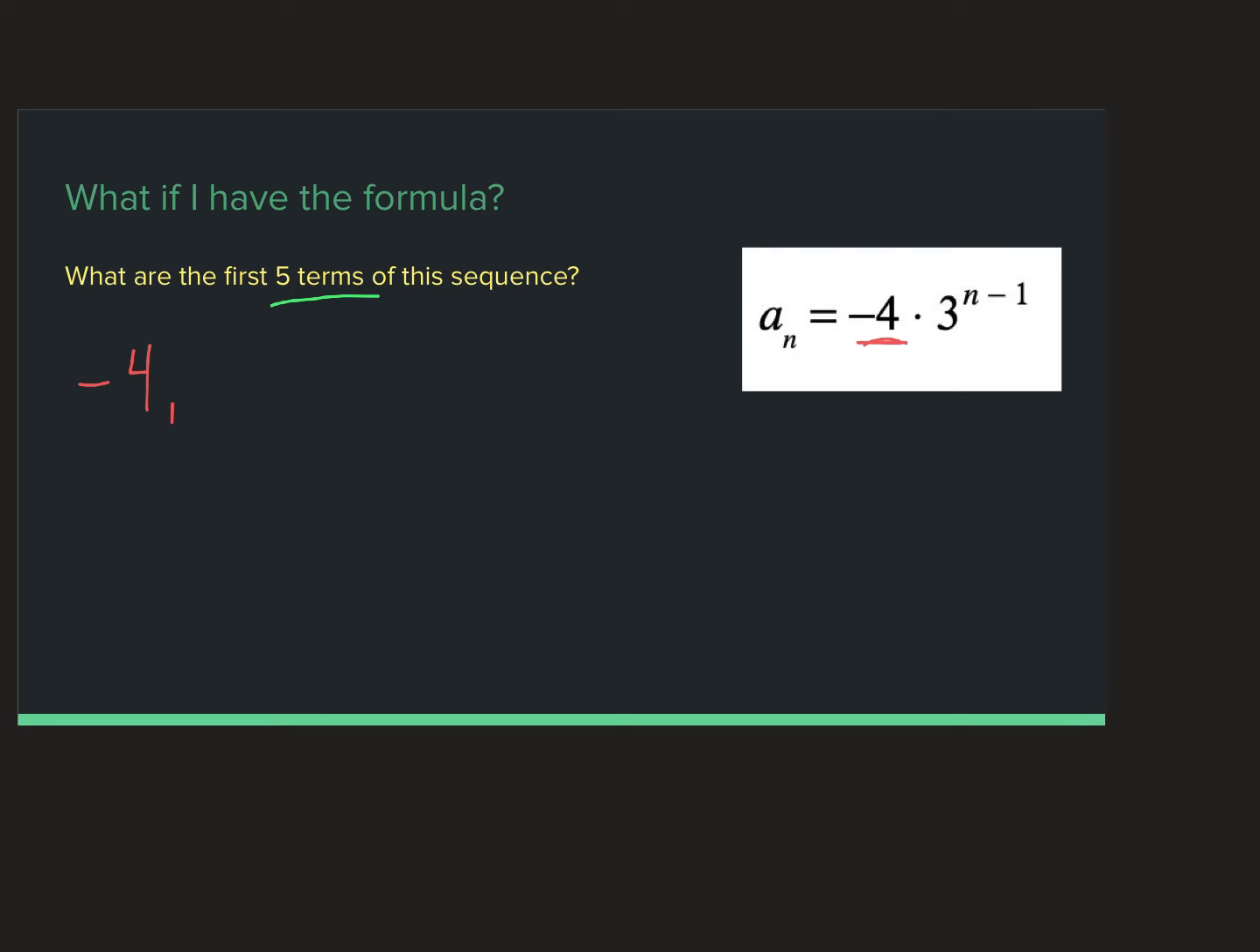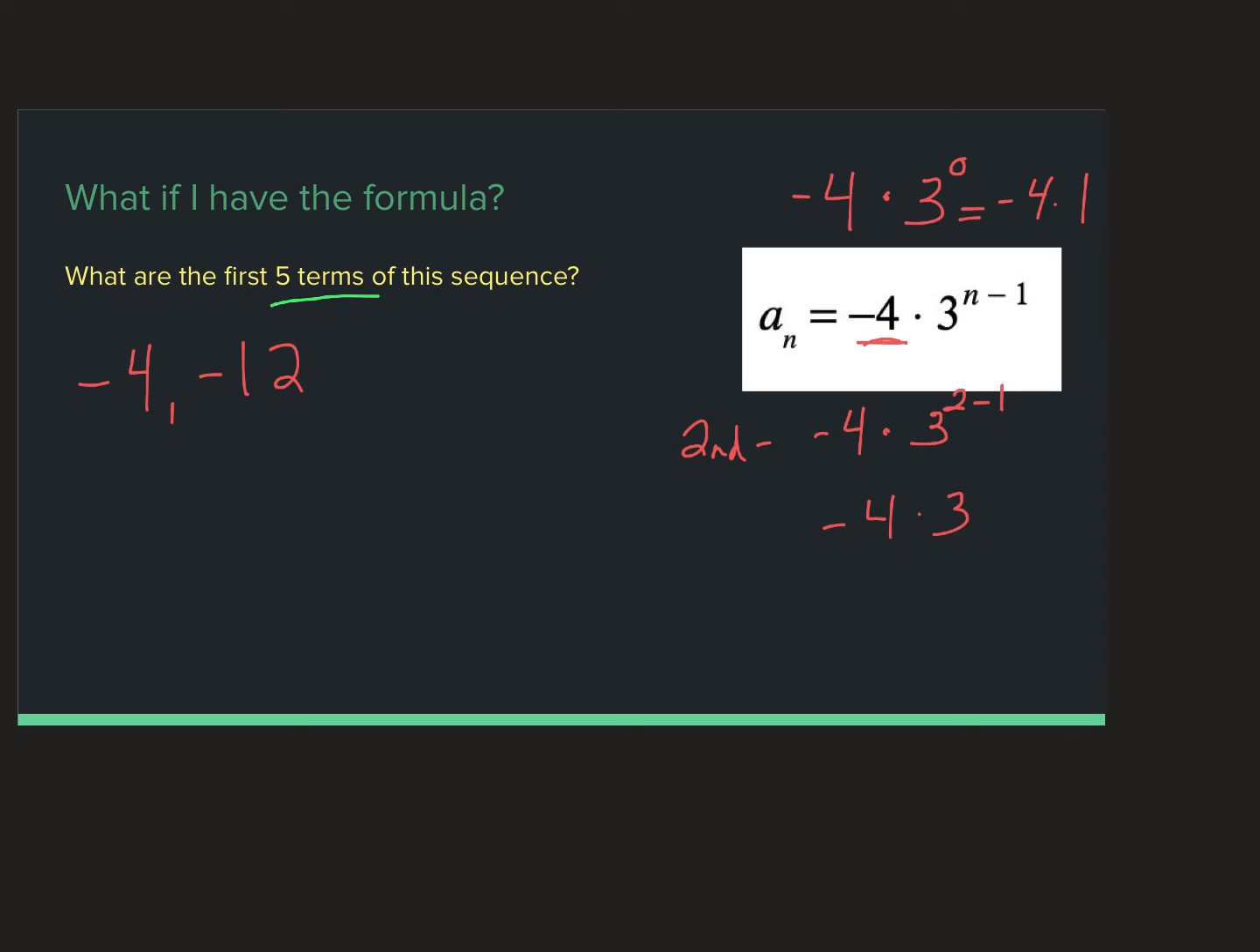My next term, so this is term 1, and you can see if I did this, negative 4 times 3 to the 1 minus 1 gives me 0. Well, remember, anything to the 0 power is 1. So that's negative 4 times 1, which gives me my negative 4. Now I need to find the next term. I'm going to put a 2 in, because I need to find the second term. So it's negative 4 times 3 to the 2 minus 1. Well, 2 minus 1 is 1. Anything to the first power is just itself, so I have negative 4 times 3, which is negative 12.